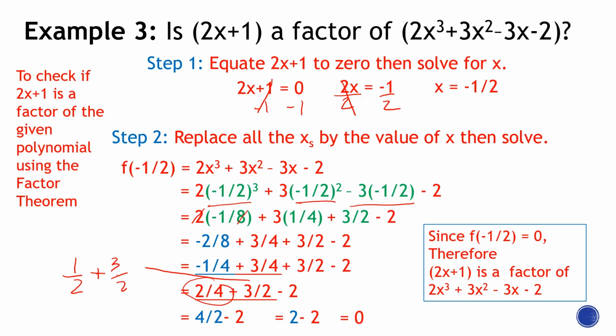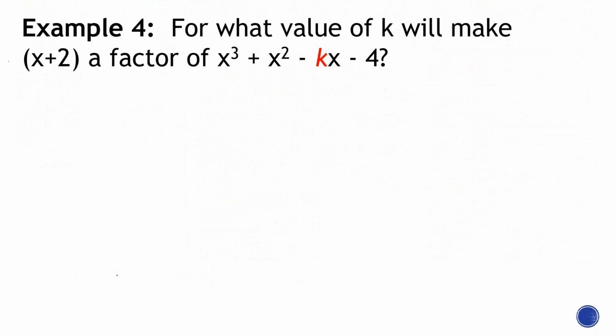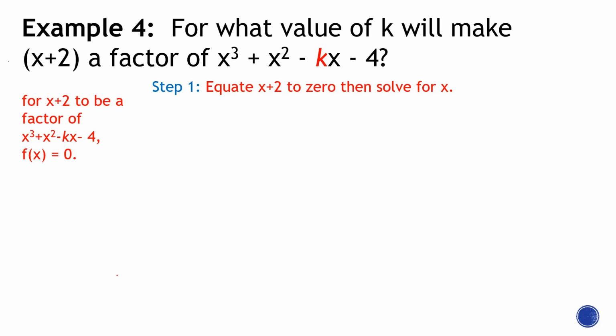So I gave you already 3 examples. I have 2 more, but this time the question is different. For what value of k will make x plus 2 a factor of x cubed plus x squared minus kx minus 4? So what we will do is, step number 1, again, we will equate x plus 2 to 0, then solve for x. So x equals negative 2, right? So I will write it here, x plus 2 is equal to 0. Subtract 2 on both sides, so x equals negative 2.